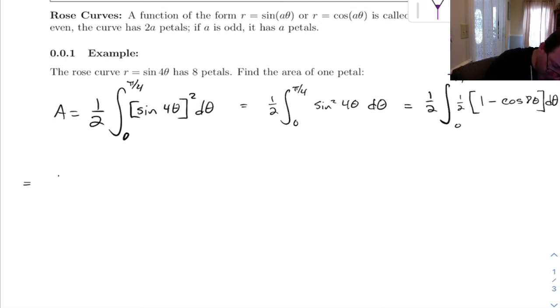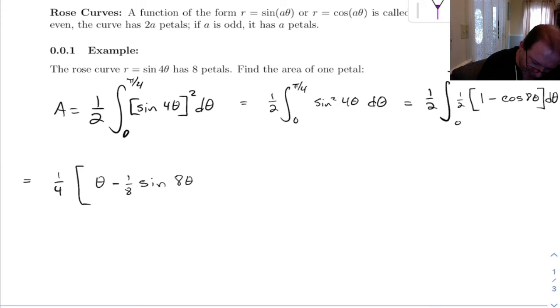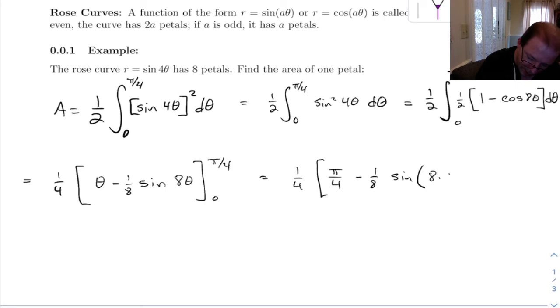All right, so what do we got there? We got a 1/4 on the front, and we can integrate that right off the bat. Integrate 1, you get theta. Integrate cosine, you get sine. The sign doesn't change, but we have to divide by 8. Then we're going from 0 to pi over 4. So let's plug our numbers in. You get pi over 4 minus 1/8 sine 8 times pi over 4.